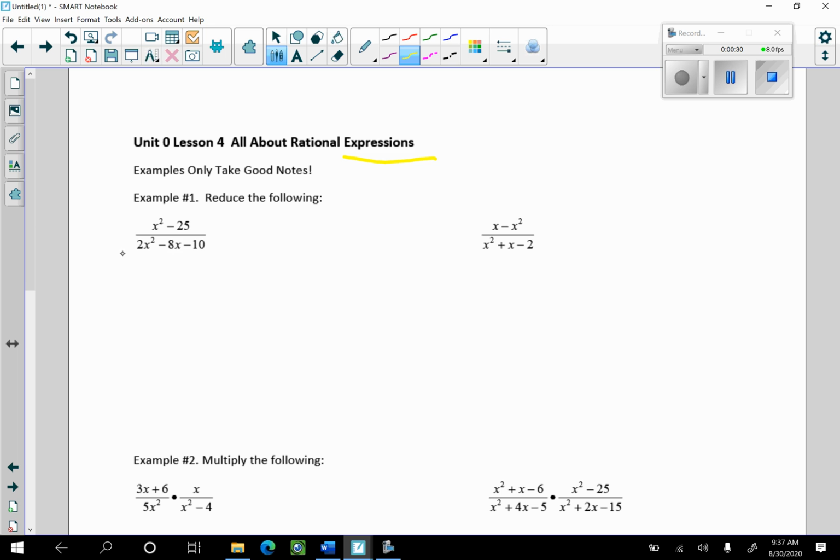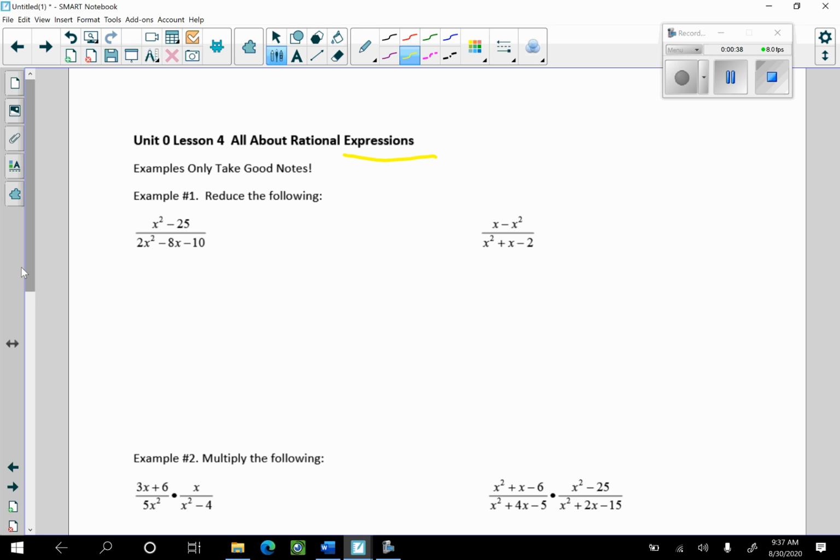I have two expressions here. They're rational because they're quotients. A rational expression is a quotient of two polynomials. We'll do more of that later, but this is again a review of an Algebra 2 topic, and I'll tell you what, this Algebra 2 topic can be pretty tough, so we're going to take our time through this lesson.